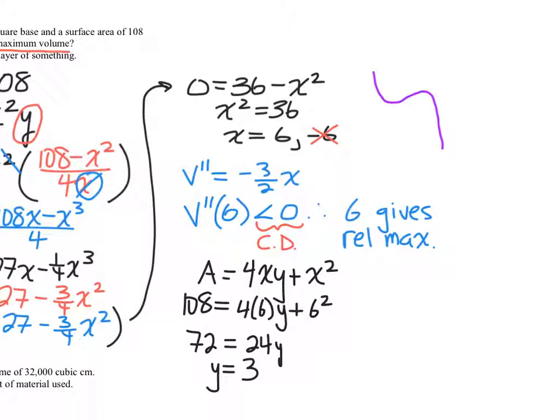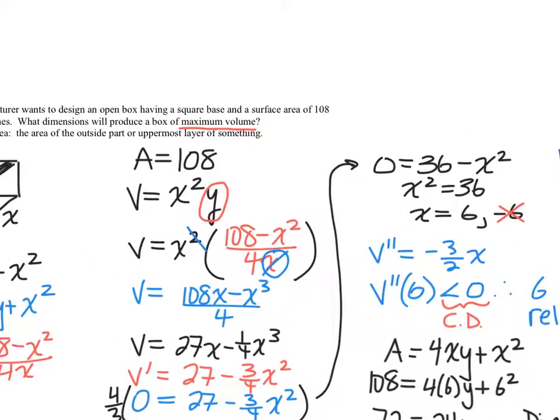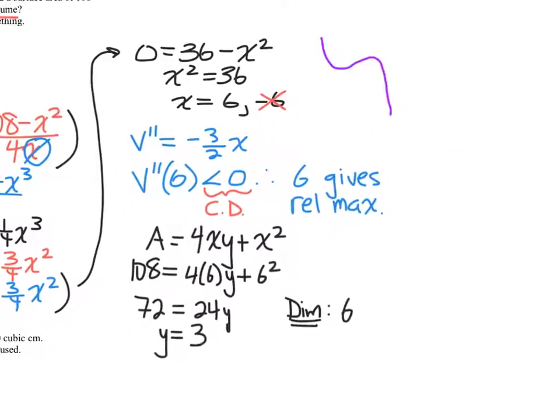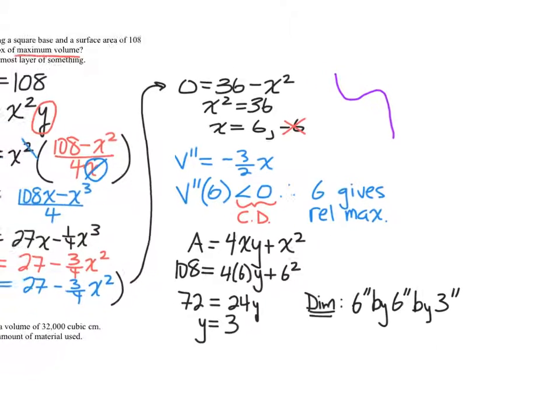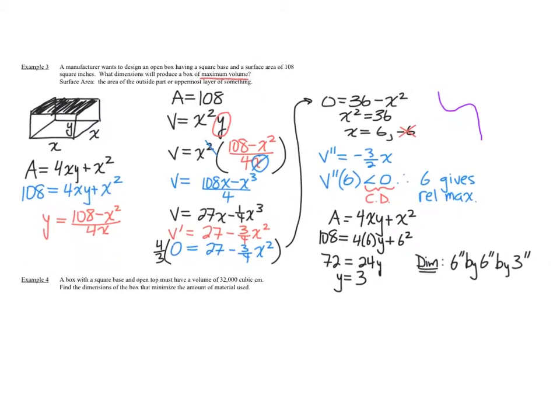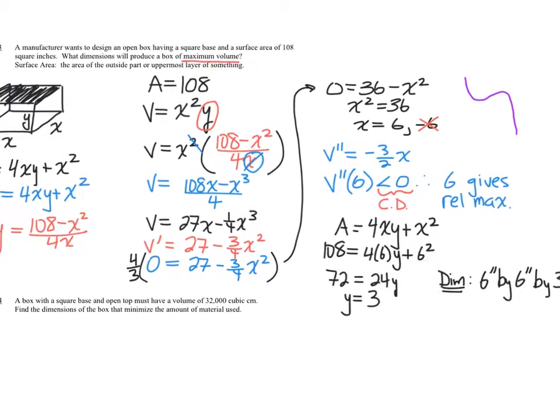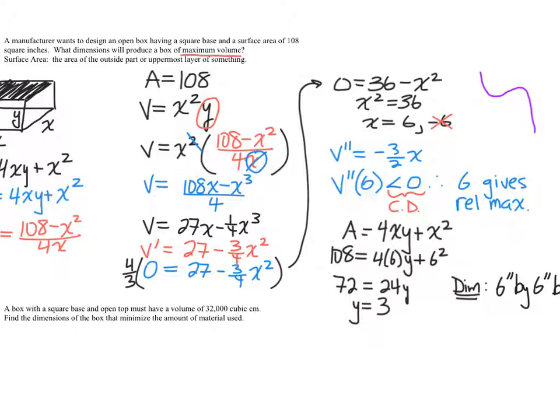So y would be equal to 3. So we're talking about dimensions being 6 units, inches, by 6 inches by 3 inches. Those are the dimensions that would produce a box with the most volume, excluding the cover.